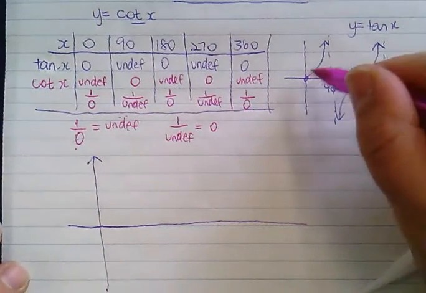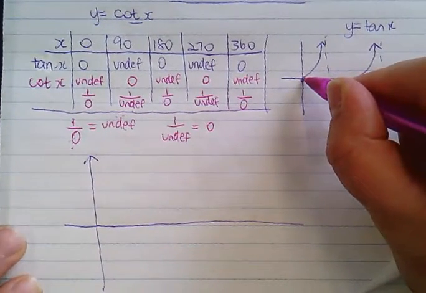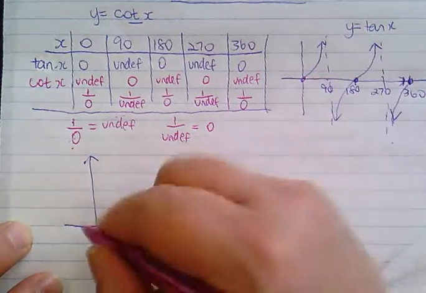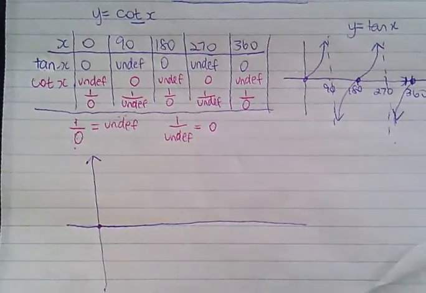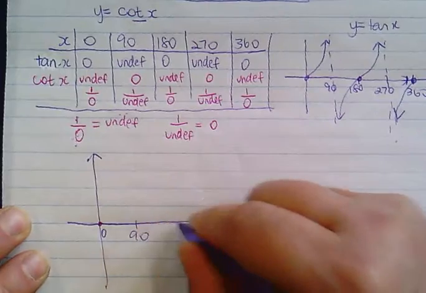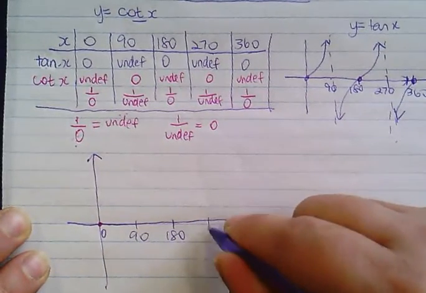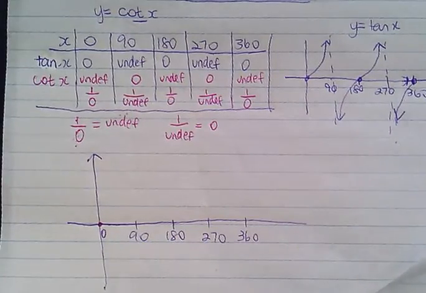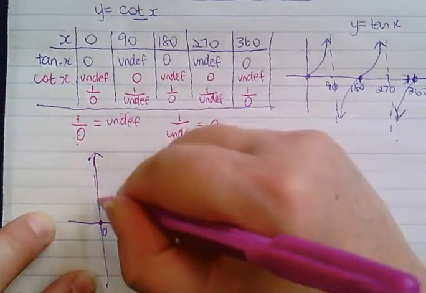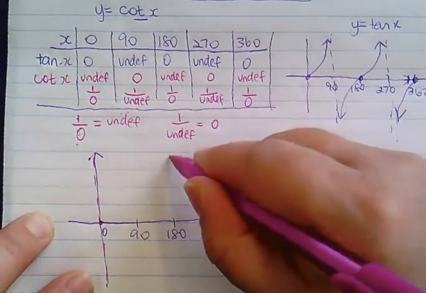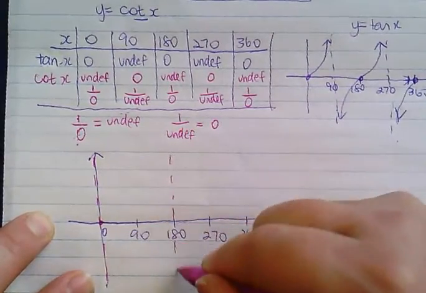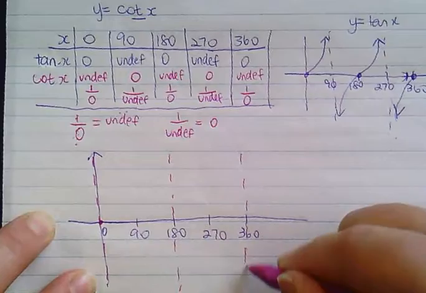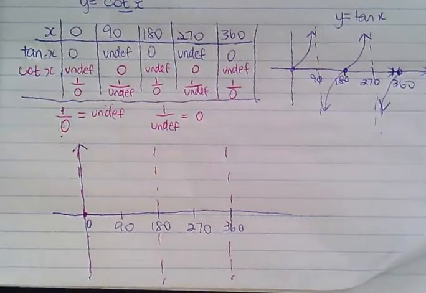So wherever the tan curve is 0, that's where you've now got asymptotes for the cot curve. So your asymptotes for the cot curve are not at 90 and 270. They're at wherever the tan curve is 0. So we've got asymptotes at 0, 180 this time, and 360. Now, remember that cot is 1 over tan.